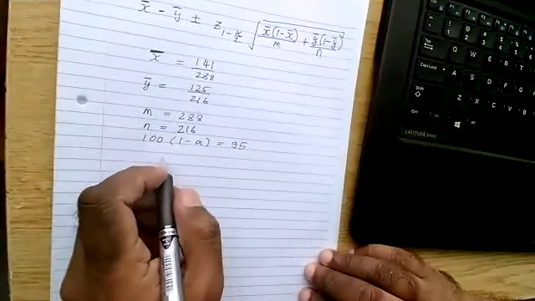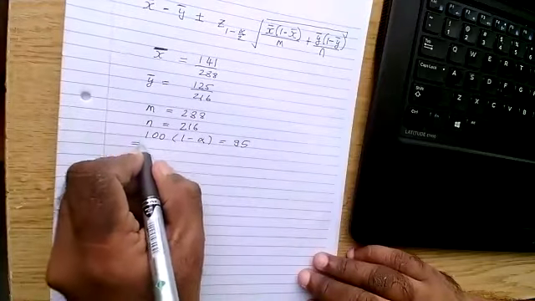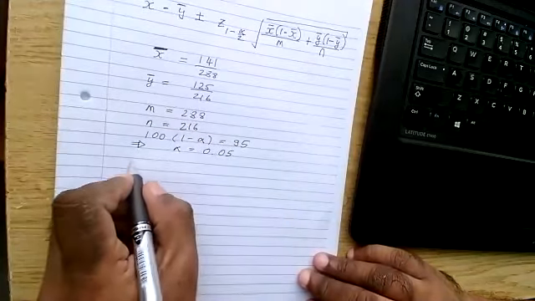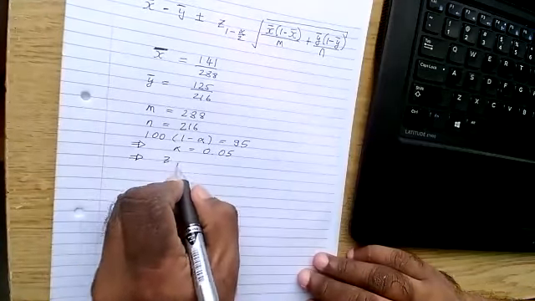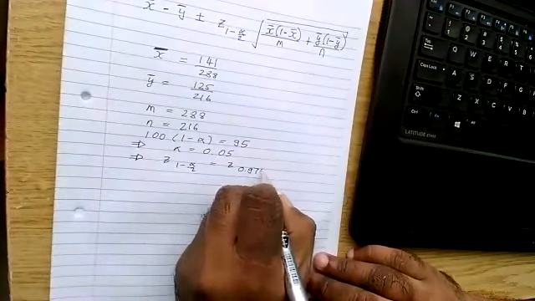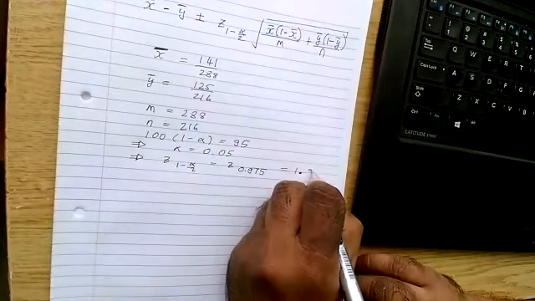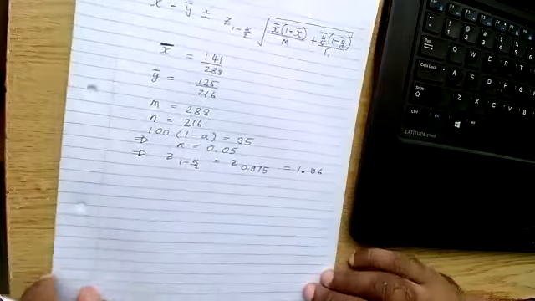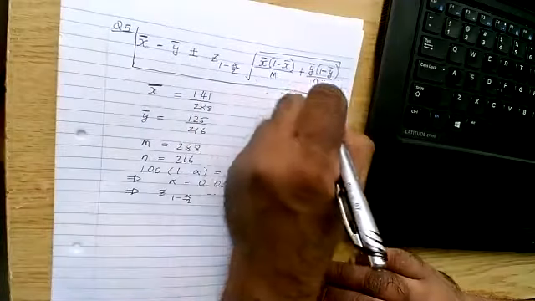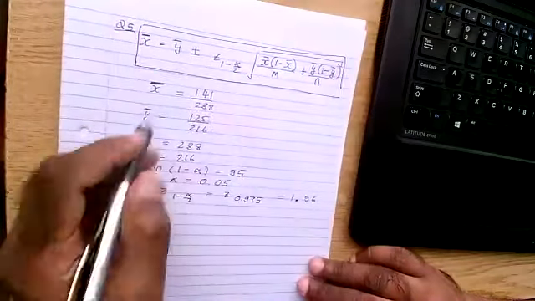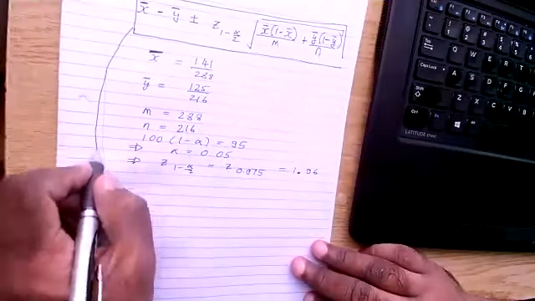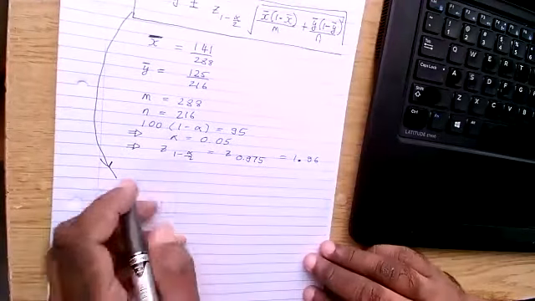100 times 1 minus alpha is 95, right? Which implies that alpha must be 0.05, right? And this implies that Z of 1 minus alpha by 2 is Z 0.975, and this is equal to 1.96, right? So what I'm going to do now, guys, is this is the formula that we have. I'm going to put all this data into this formula, right? So you will get the following.